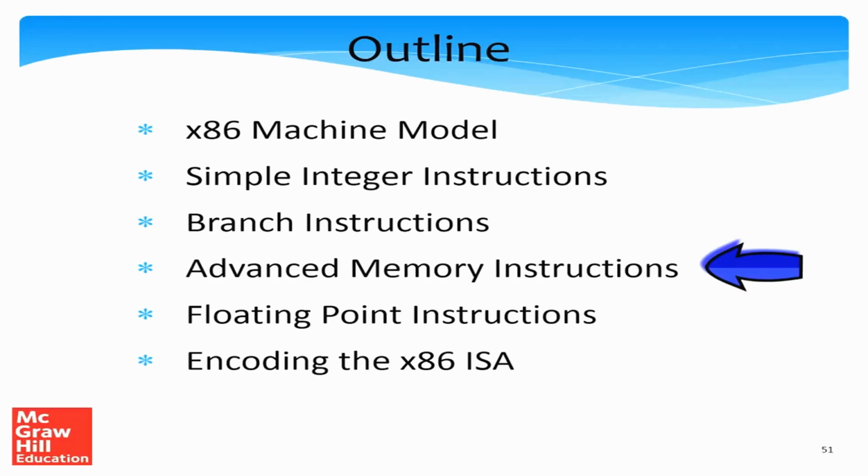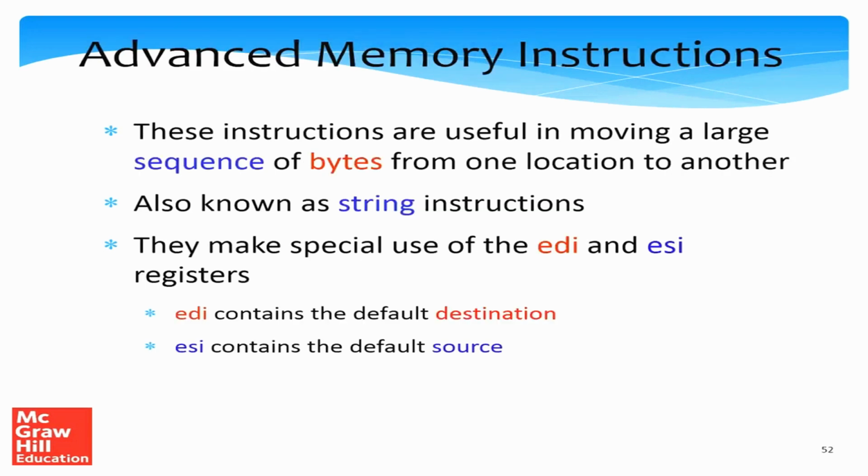Now let us discuss advanced memory instructions. Advanced memory instructions is where we can actually see the power of the x86 instruction set. So what good is a complex instruction set unless it gives us some instructions that make our life really easy? There has to be some justification for the C in CISC. So we'll see that with advanced memory instructions.